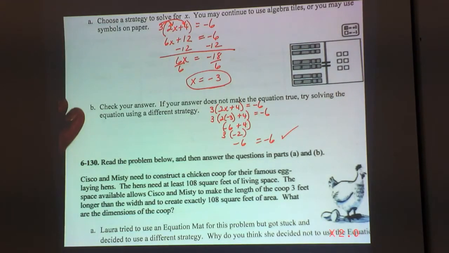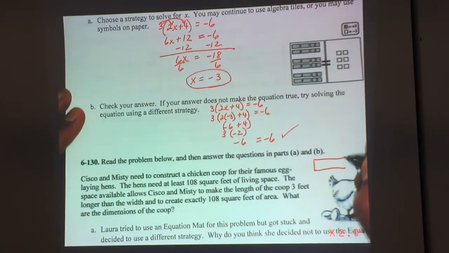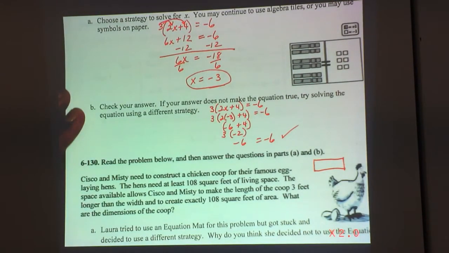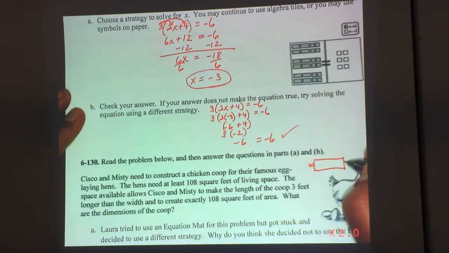allows Cisco and Misty to make the length of the coop 3 feet longer than the width to create exactly 108 square feet. What are the dimensions of the coop? Do we know what shape it is? I'm going to assume it's a rectangle. Okay. So if it is a rectangle, the length is going to be 3 feet longer than the width. So if this is the width, then this is 3 feet longer.